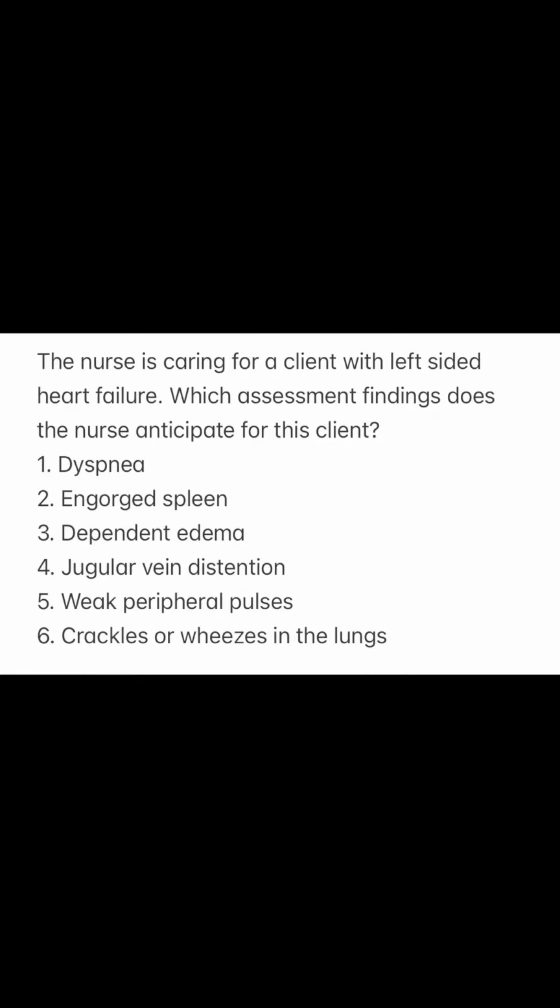The nurse is caring for a client with left side heart failure. Which assessment finding does the nurse anticipate for this client? So you will see dyspnea, yes. You will see weak peripheral pulses, yes, and you will see crackles or wheezing in the lungs. So those three answers you will see. On the right side you will see enlarged spleen, dependent edema, and jugular vein distension, right? So on the left side you will see dyspnea. 156 is your final answer.